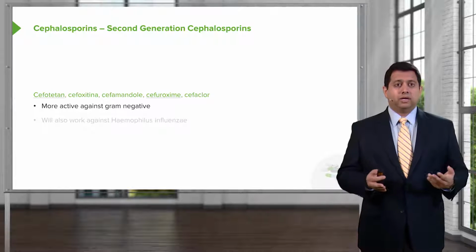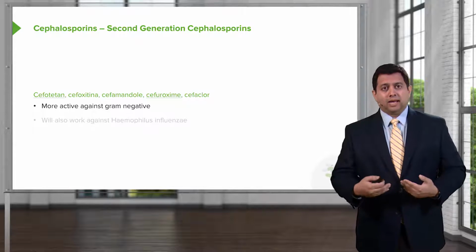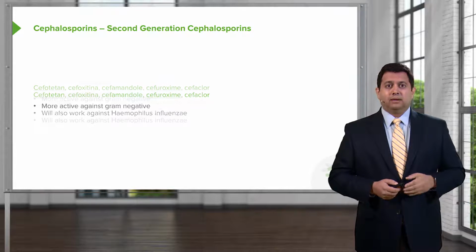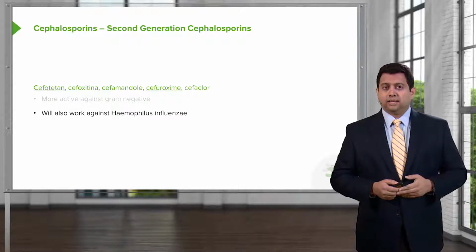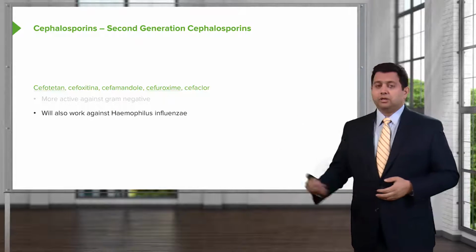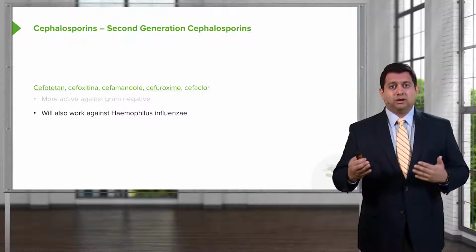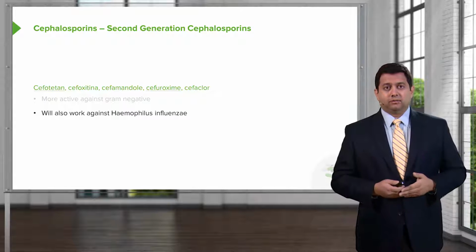The second generations, the prototypical agent is cefotetan. They are much more active against gram-negative, and what's interesting is they'll often also work against Haemophilus influenzae, which is one of the major causes of pneumonia in many of our patients. Other agents in this group include cefuroxime.